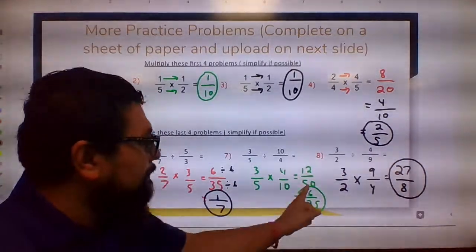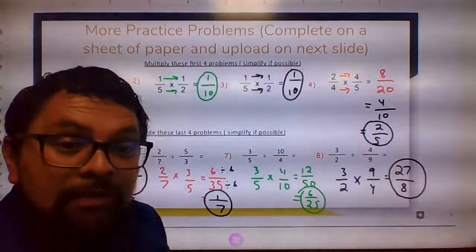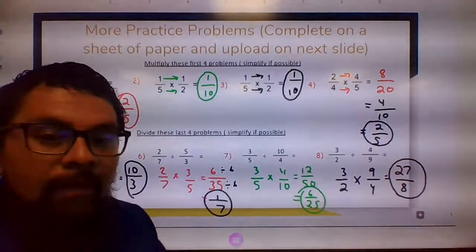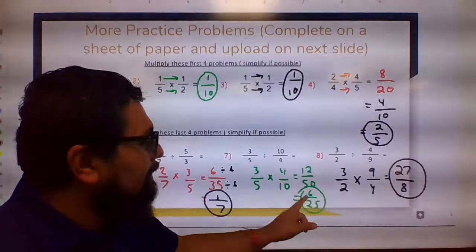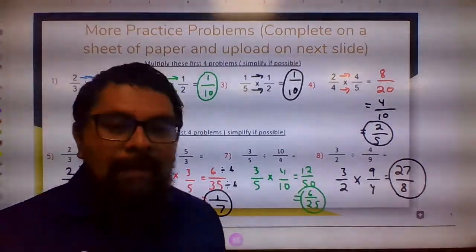5 times 10 is 50. So you can still simplify it because they're even numbers. Even numbers you can always simplify. So half of 12 is 6. Half of 50 is 25. There's your answer. You can't simplify it anymore.